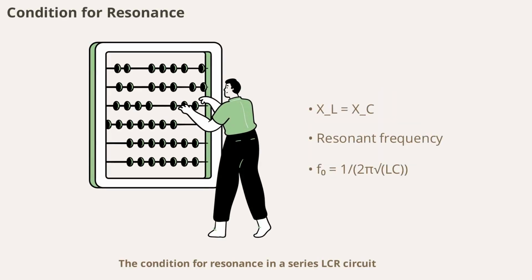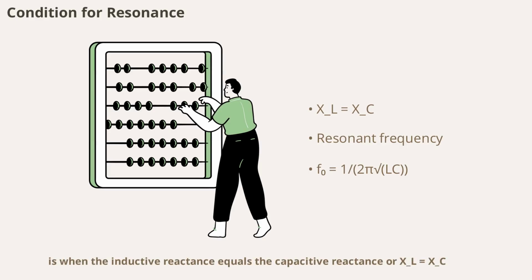The condition for resonance in a series LCR circuit is when the inductive reactance equals the capacitive reactance, or XL equals XC. Mathematically, this is expressed as omega L equals 1/(omega C), where omega is the angular frequency. Solving for omega, we get the resonant frequency, f0 equals 1/(2 pi sqrt(LC)). At this frequency, the impedance is purely resistive, and the current reaches its maximum value. Knowing how to derive and apply the resonance condition is vital for tuning circuits and maximizing energy transfer.